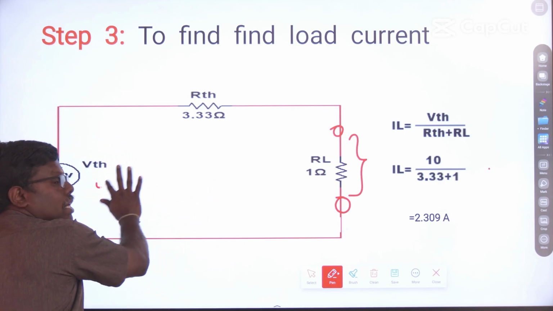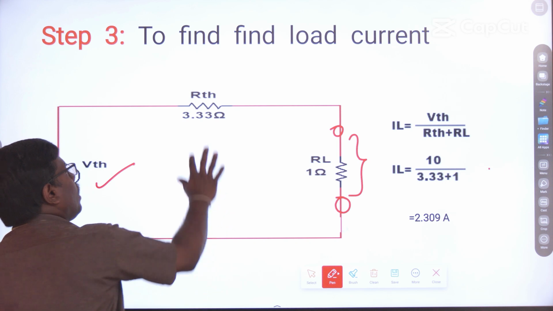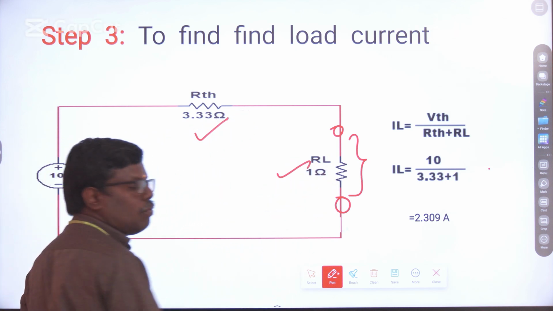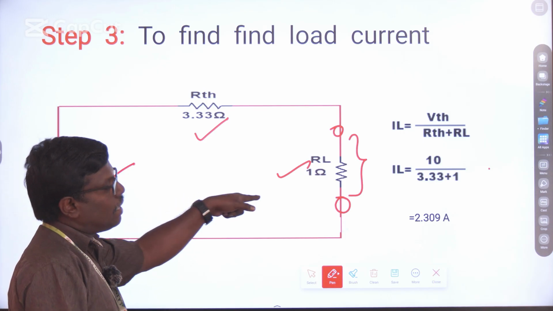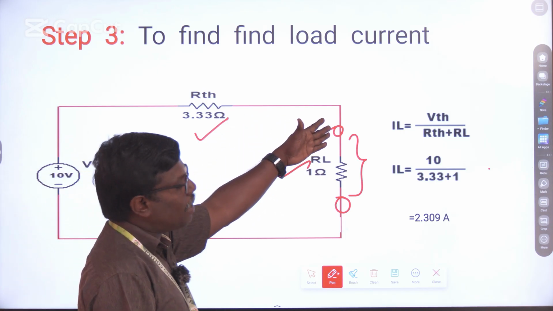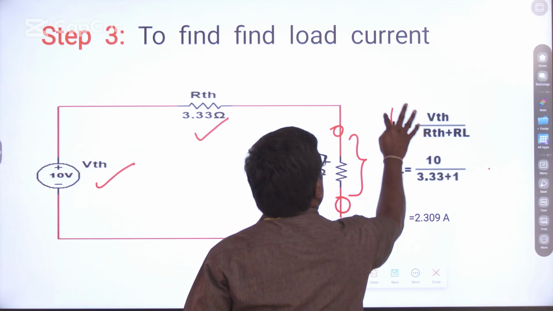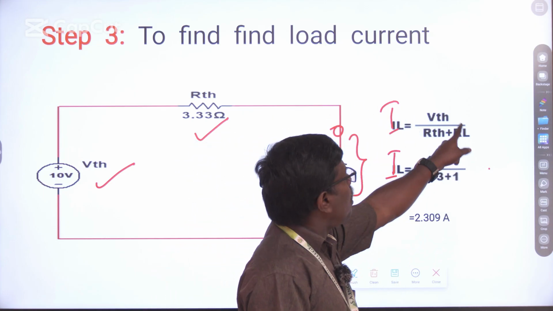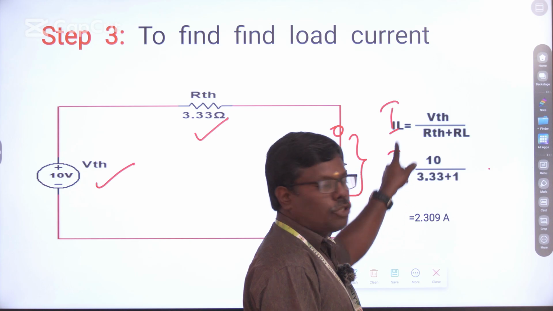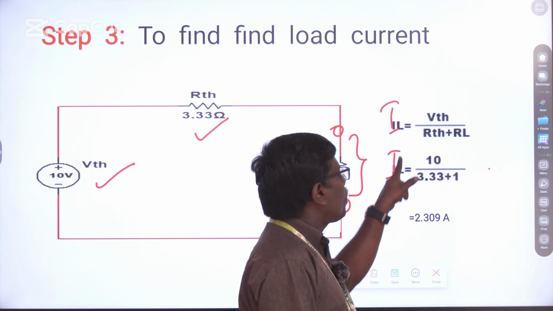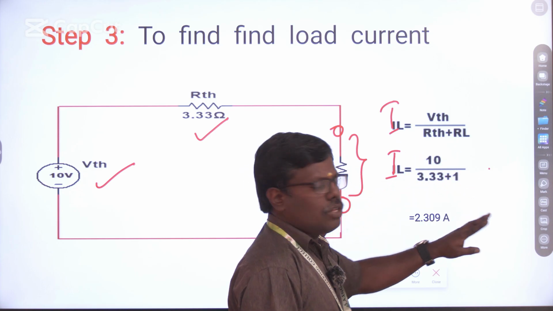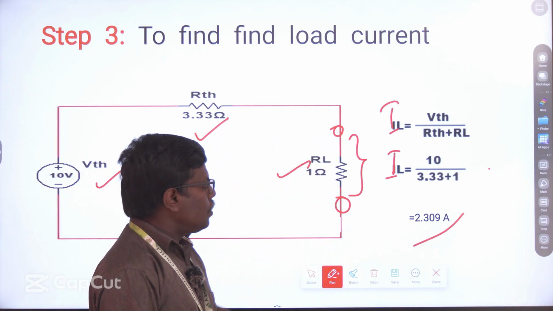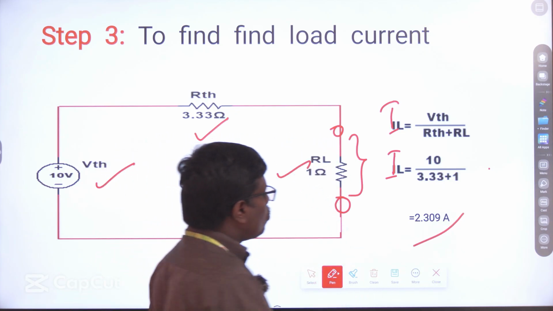So what I have is VTH equal to 10 volts, equivalent resistance 3.3, and the 1 ohm resistance that was removed from the circuit, I have reconnected now. So I am going to apply the formula: IL is equal to VTH divided by RTH plus RL. I have substituted all the values: 10 divided by 1 plus 3.33. So I am getting the value as 2.309. So this is a simple technique to solve the problems.